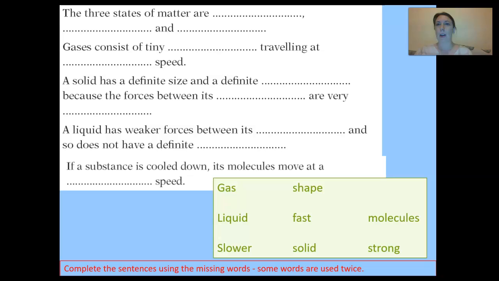Okay, so the answers are the three states of matter are solid, liquid and gas. Gas consists of tiny molecules travelling at fast speeds. A solid has a definite size and a definite shape, because the forces between its molecules are very strong. A liquid has weaker forces between its molecules and does not have a definite shape. It forms the shape of the container that it's in, basically. And if a substance cools down, its molecules move at a slower speed.